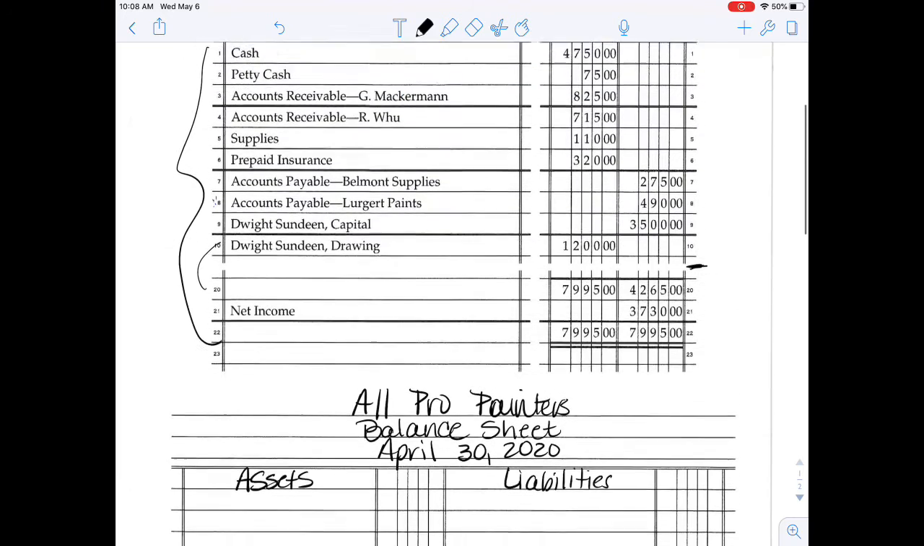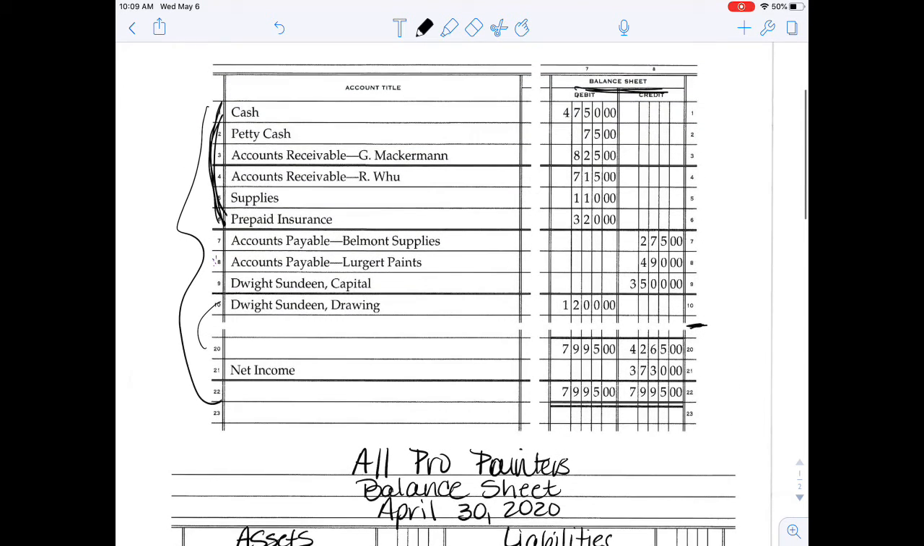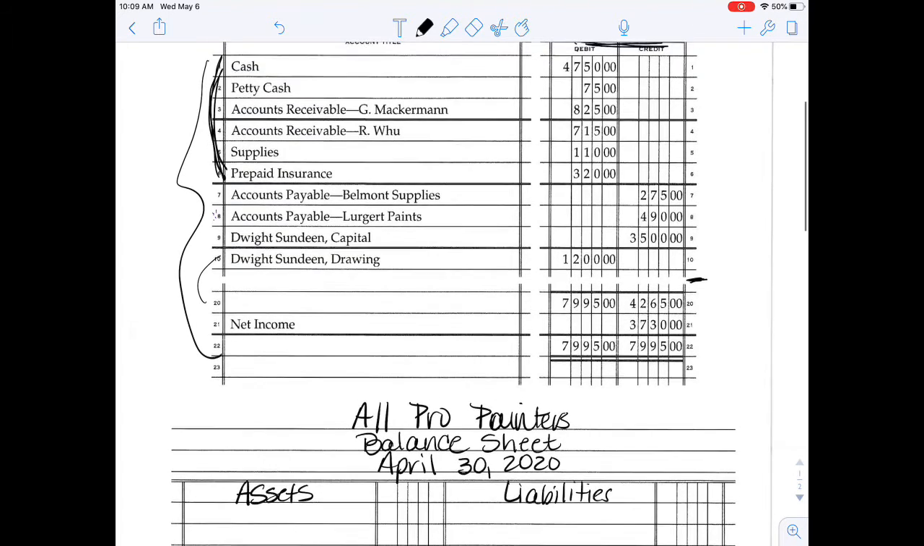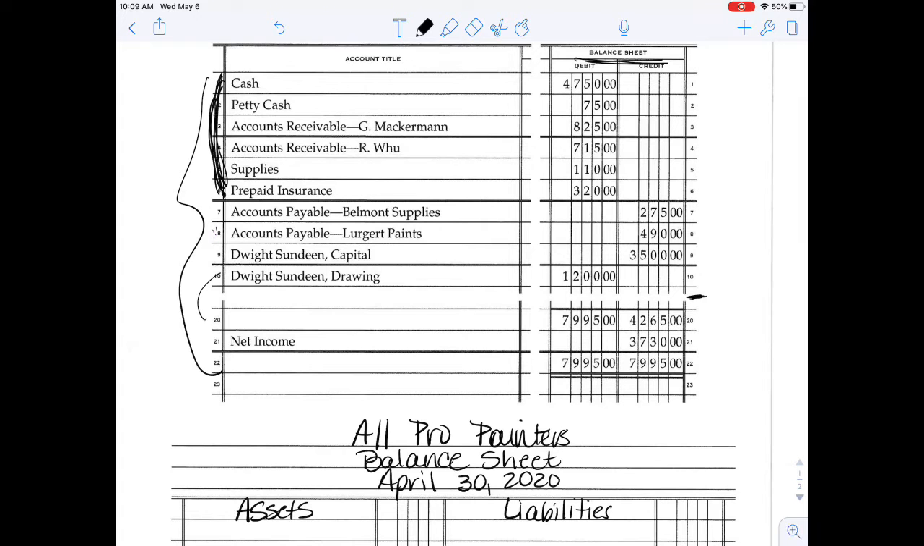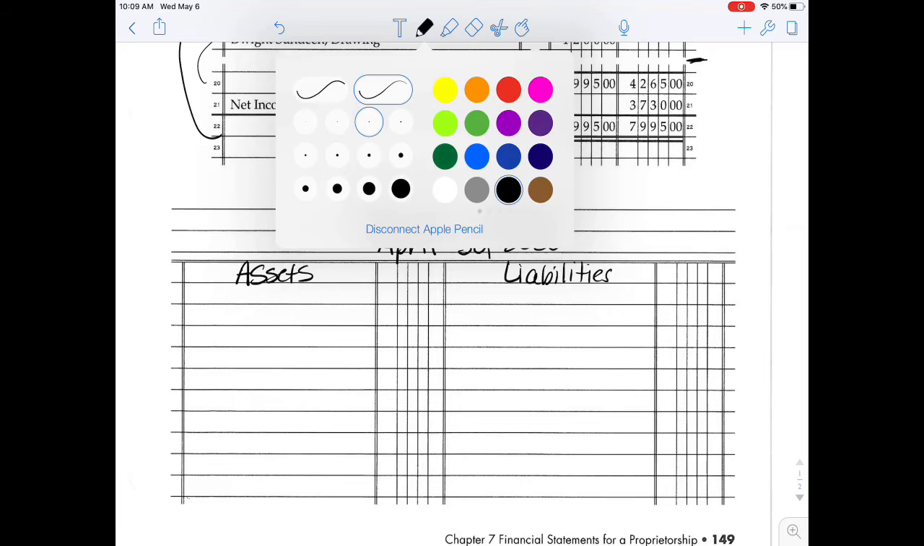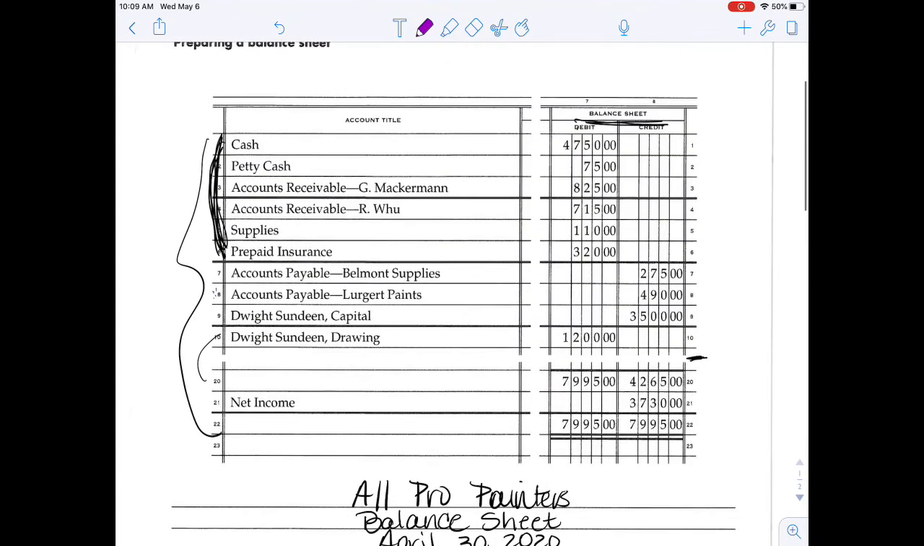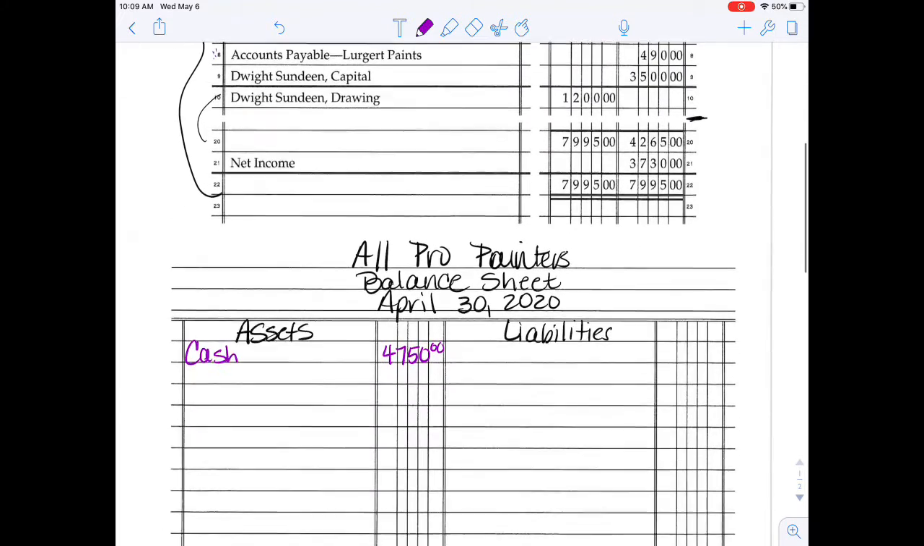So then we take our assets. These are our assets right here, right? So we're going to write them, and again, they're in order of liquidity, how fast you can turn them into cash. So we're just going to transfer those account titles and their balances over to our balance sheet. And I'm going to left align each of these. So I'll make this a different color just to kind of stand out a little bit. So cash, left align. Cash, we have $4,750. And again, I'm getting that right from up here. I'm not making this up.